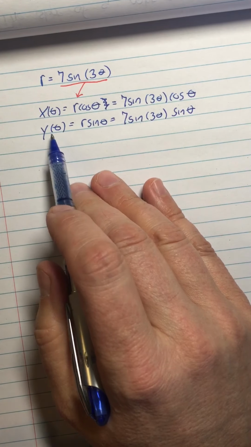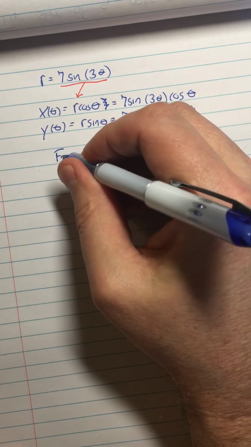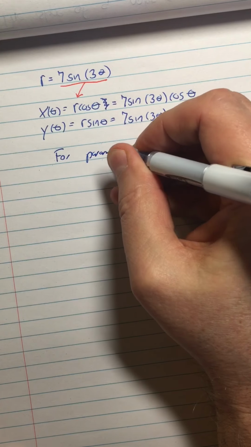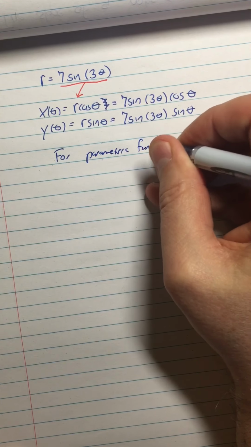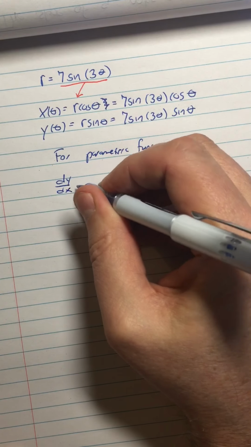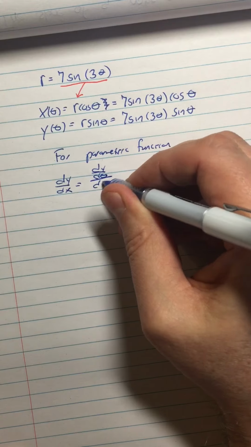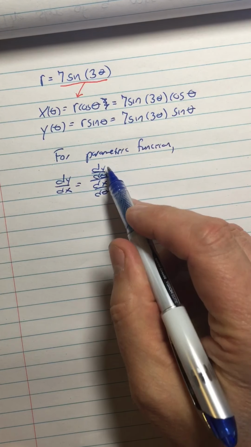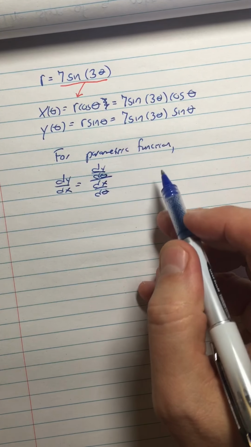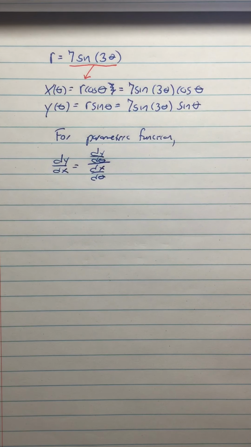x and y are a parametric function of theta. So I just have to remember that for a parametric function, dy dx, which is what I need here, is equal to dy d theta over dx d theta. Remember, when we did parametrics, we did dy dt over dx dt. Theta is just playing the role of t. So that means we need dy d theta and dx d theta.